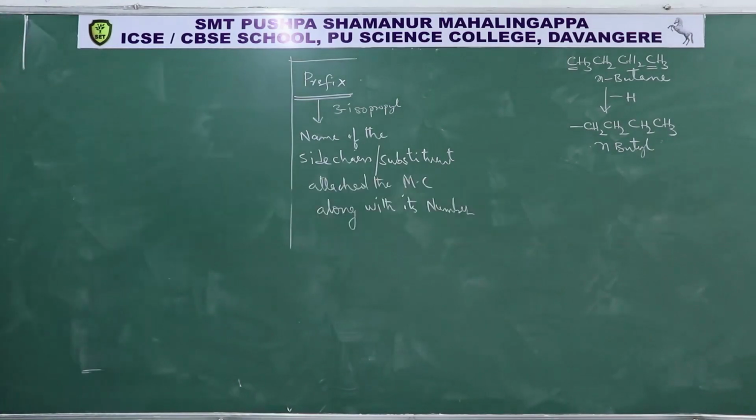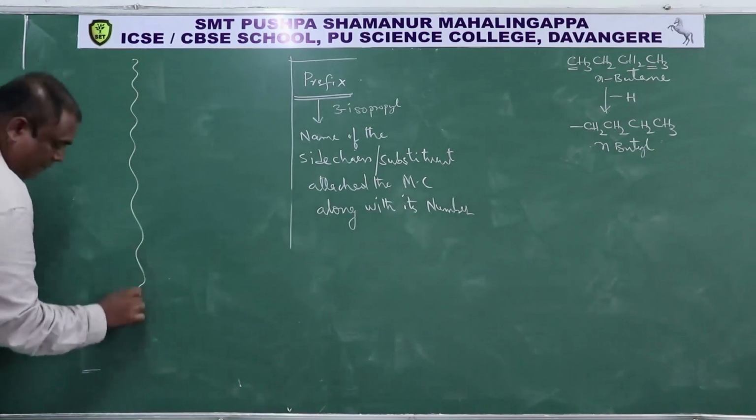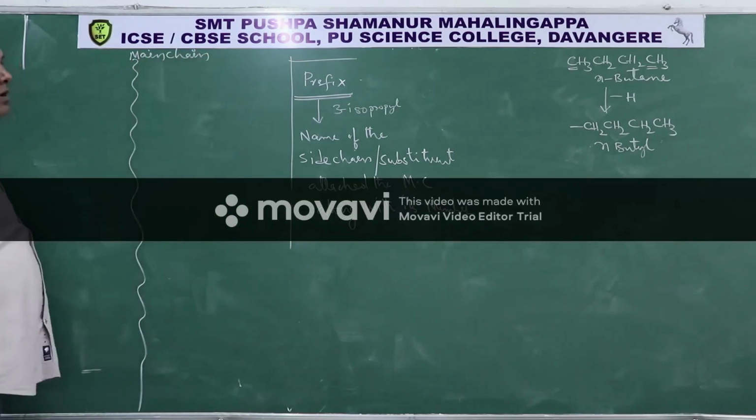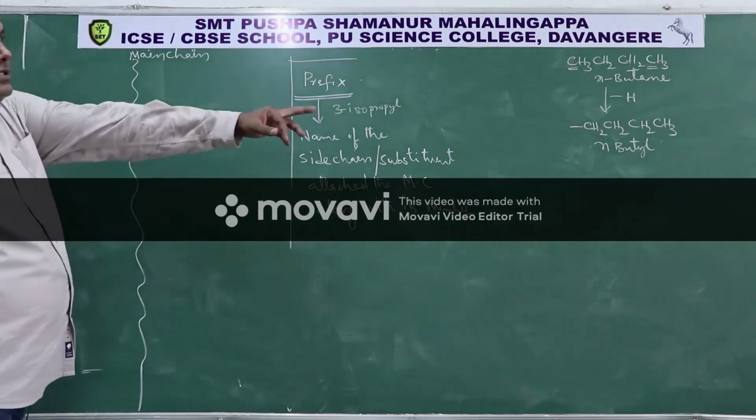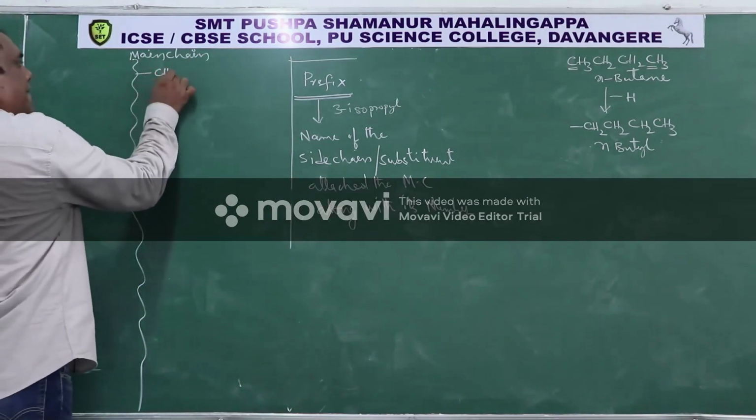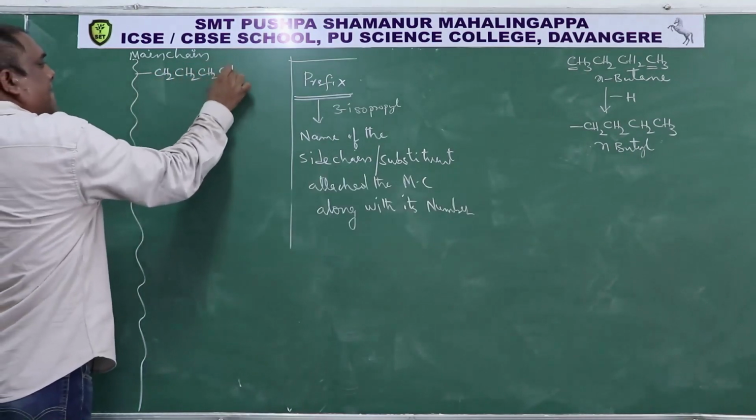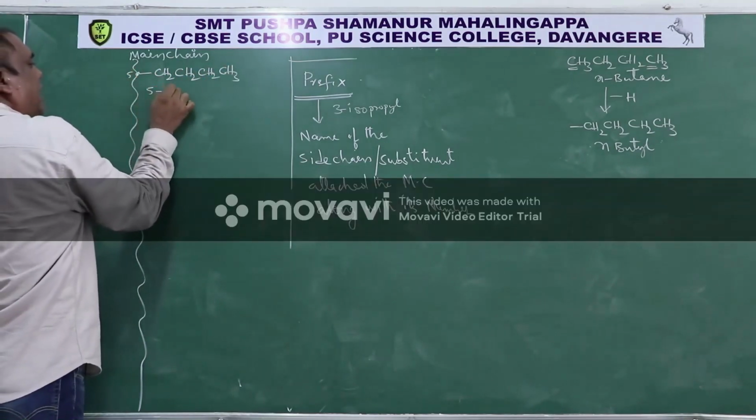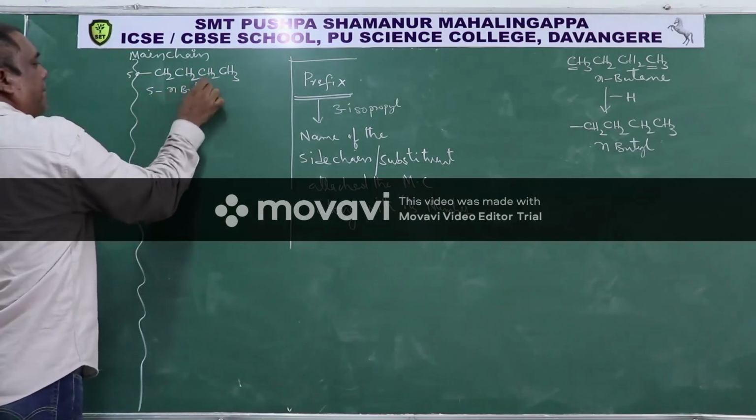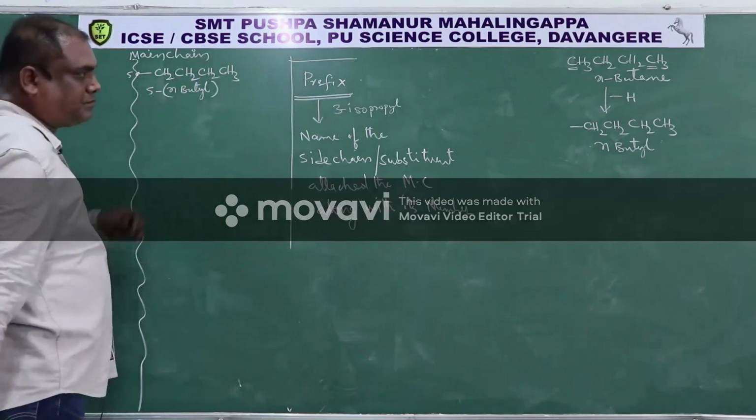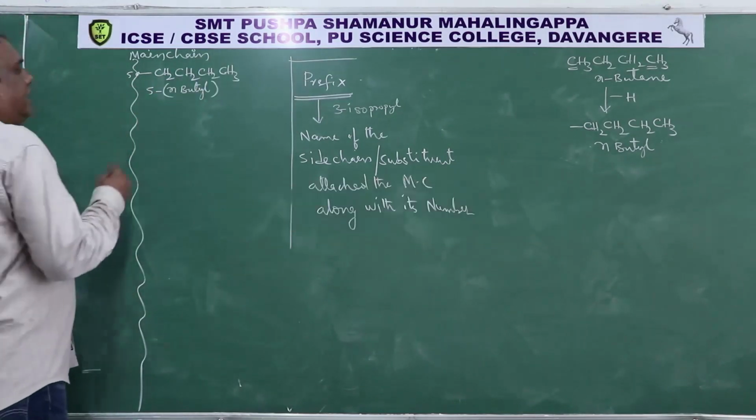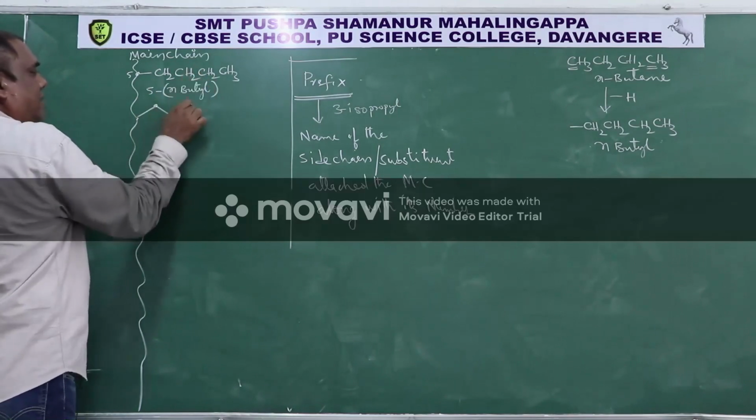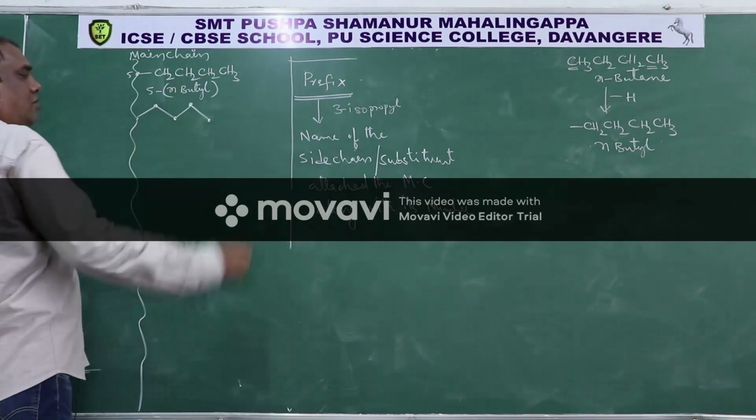Say now this is the main chain. In this main chain, that n-butyl I am attaching as a side chain. So if it is attached to some fifth carbon, it is written as 5-n-butyl. This will become the prefix. Now that n-butyl can be written in bond line notation. Here this carbon is here, this carbon is here, this carbon is here, and this carbon is here. This is also n-butyl.